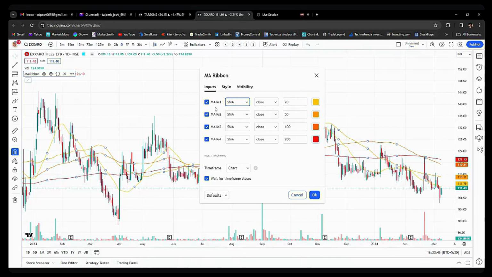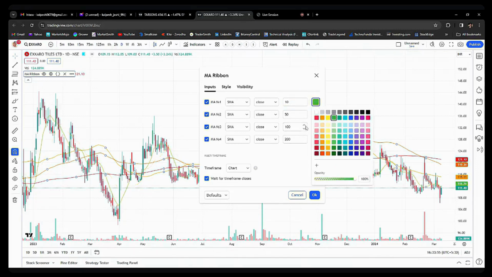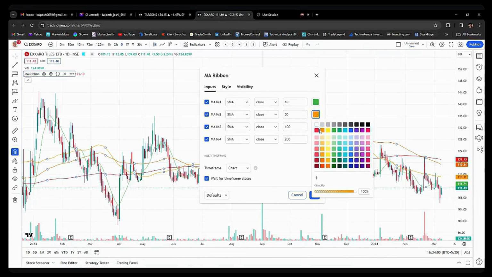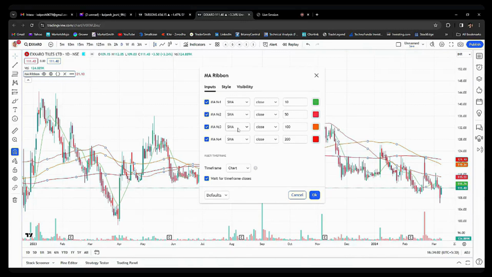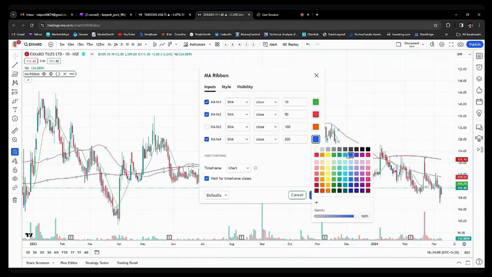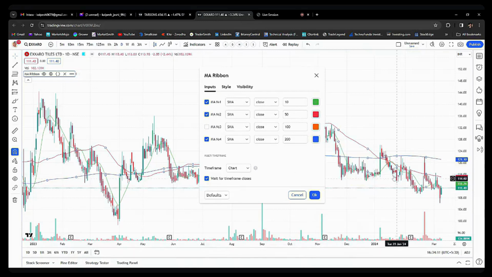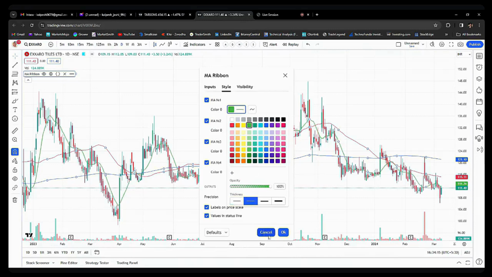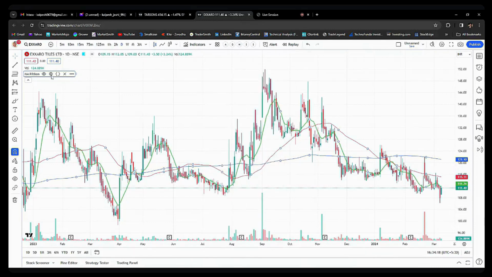So 20 we don't require, but we can keep 10, so we at least have 10 to 15 days. We can make this color green. Then 50 we require, we can keep it red. 100 not required. 200 we can keep as blue. And just have a little bit bigger size.